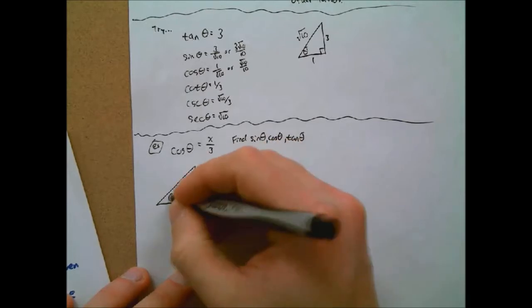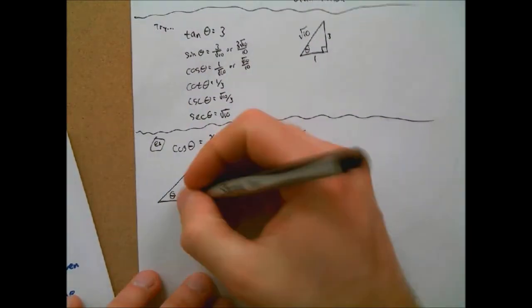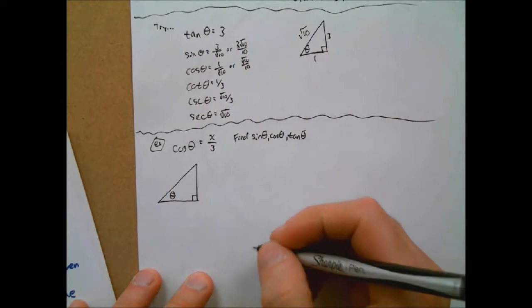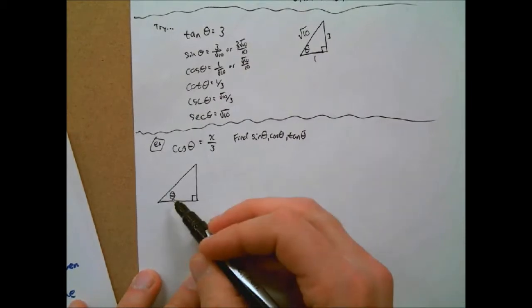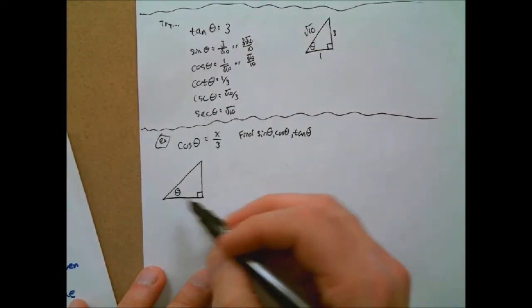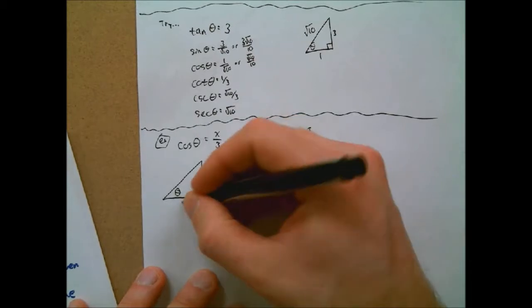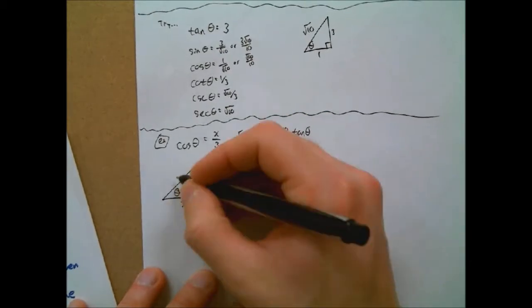Okay. Theta in one of the acute angles. And so with my theta here, that means my adjacent leg would be this leg right here, and that's going to be x. Okay, and then the hypotenuse, right, it has to be 3.